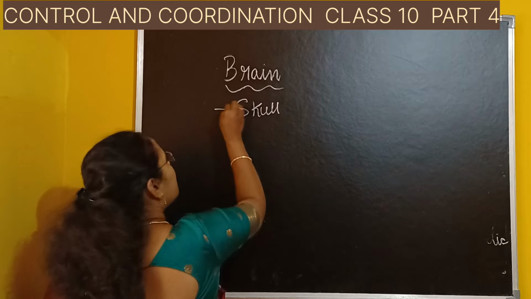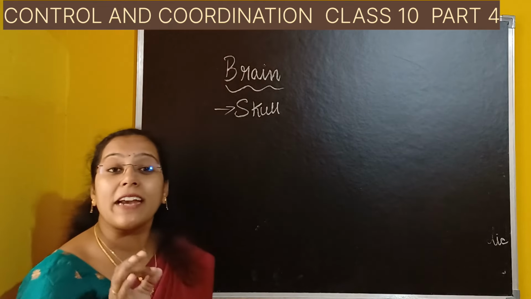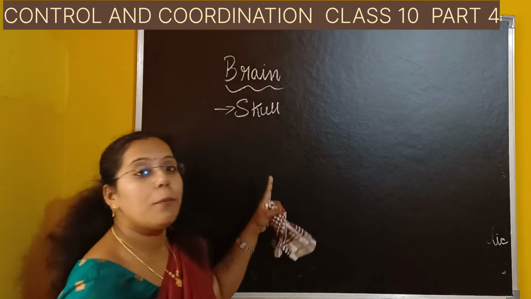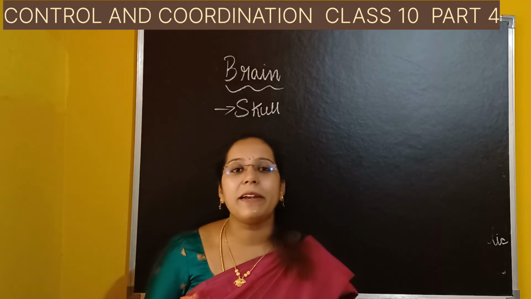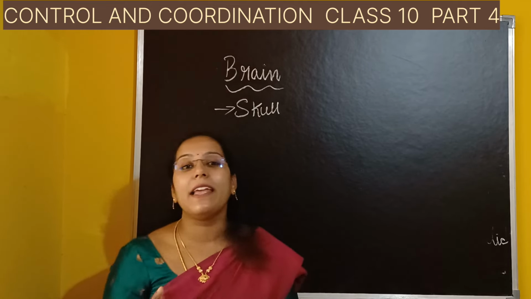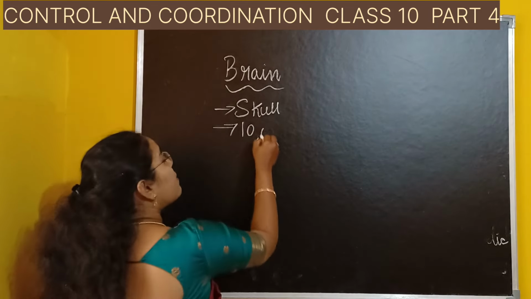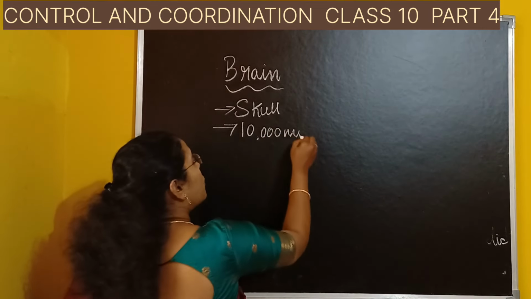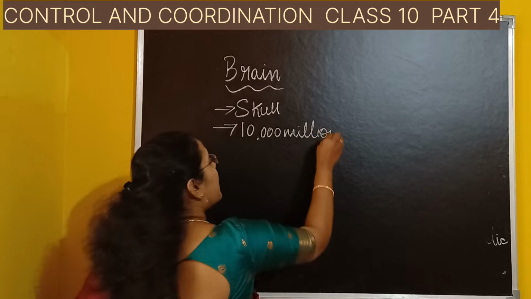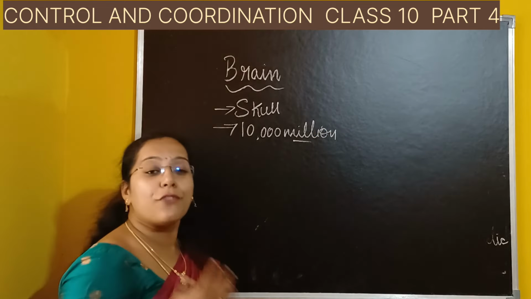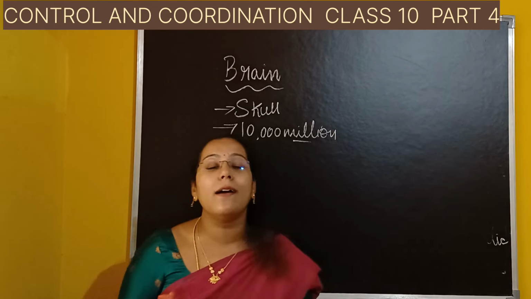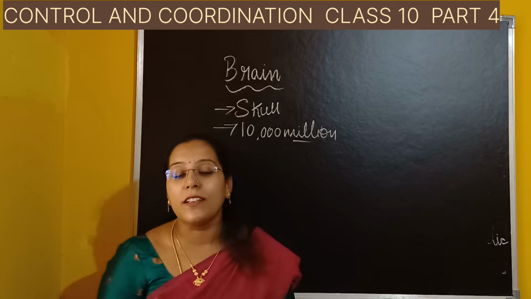Please note down the first point: the skull protects the brain. And the human brain is approximately made up of 10,000 million neurons. Okay, the human brain is made up of 10,000 million neurons. It is an approximate number of the nerve cells present in the human brain. You must know this, children.